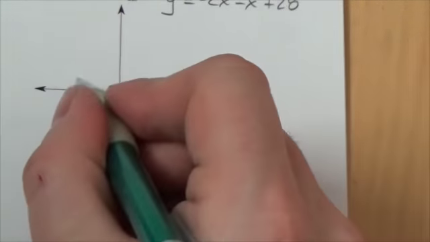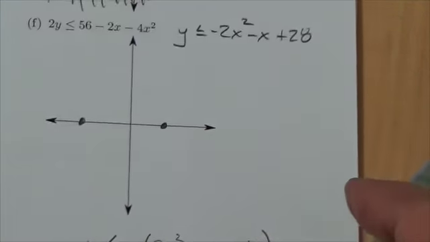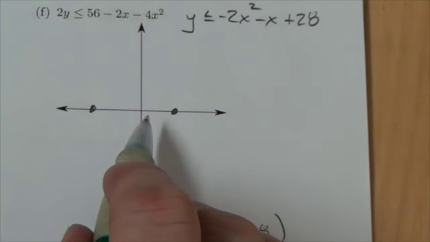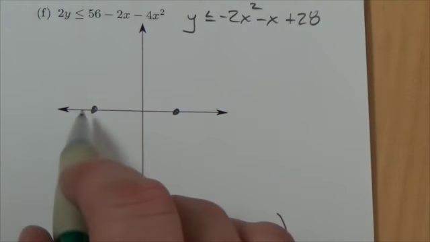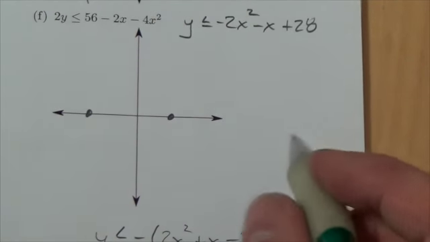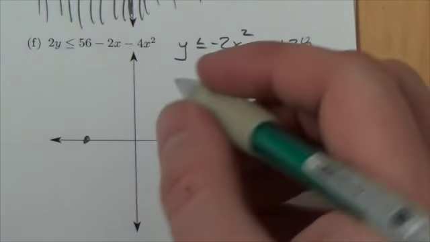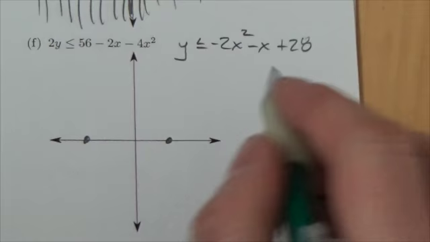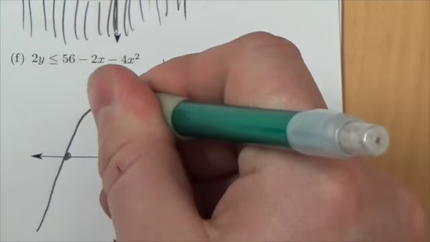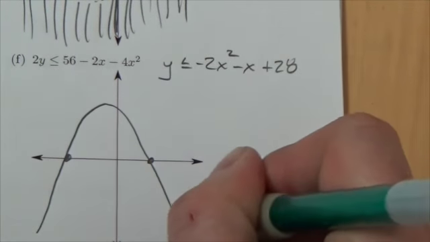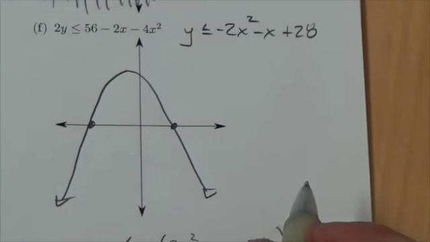So I'm going to come up here and kind of judge roughly where those are. Okay, it's sort of symmetrically distributed around the y-axis here, but not quite. It's a little bit further over to the left here. So I've got those two. I take a look right here. It's less than or equal to, meaning that this is going to be a solid line. This is a parabola that opens down, so it's going to look something like this, where my vertex will be just slightly to the left of the y-axis.